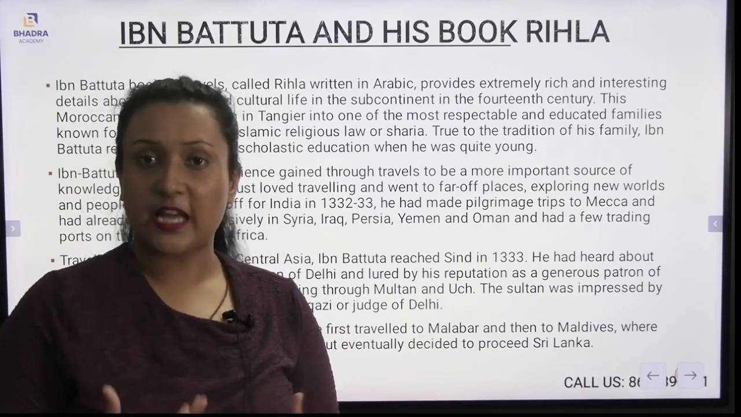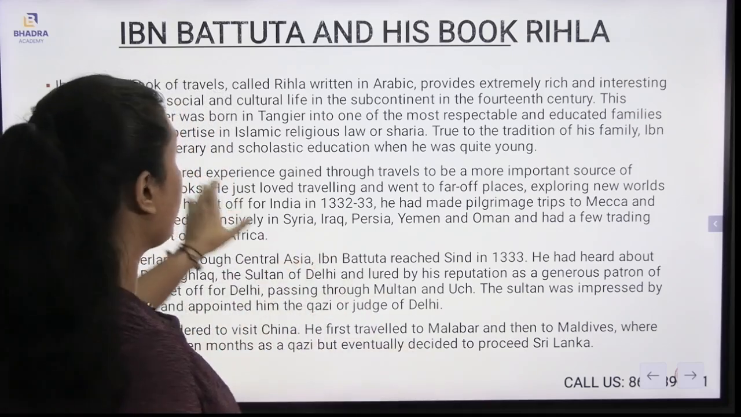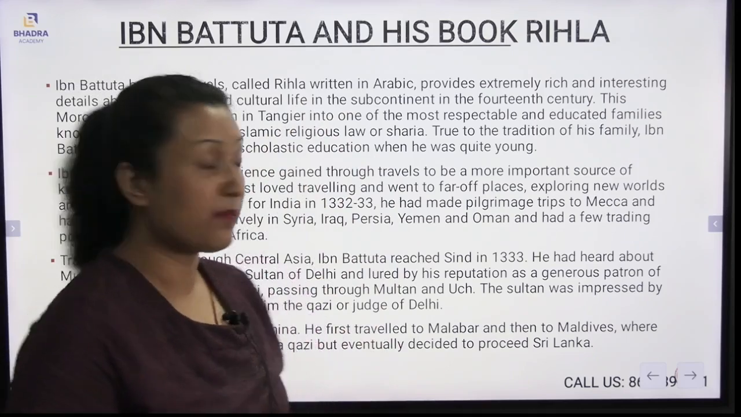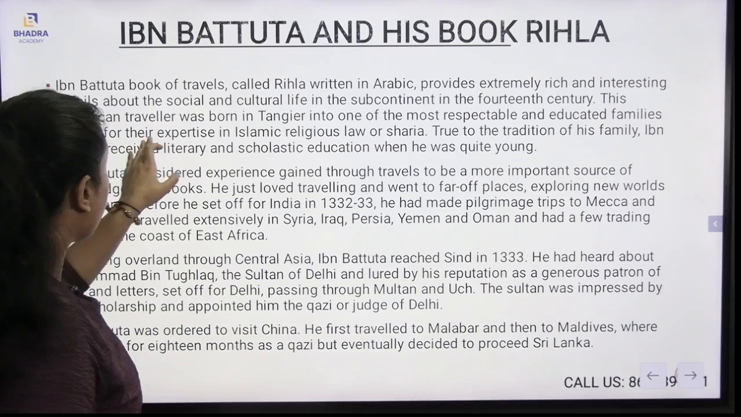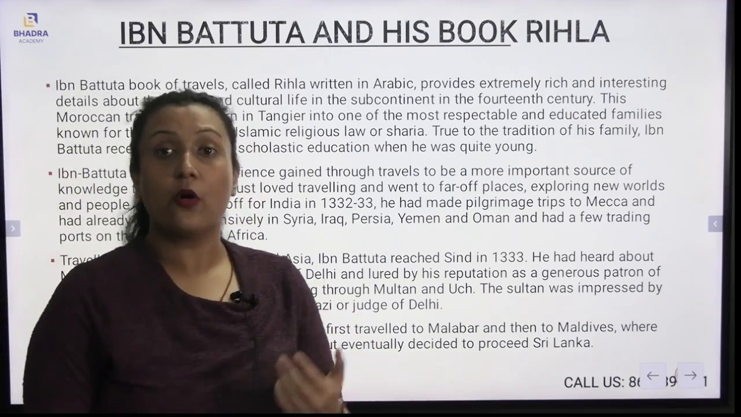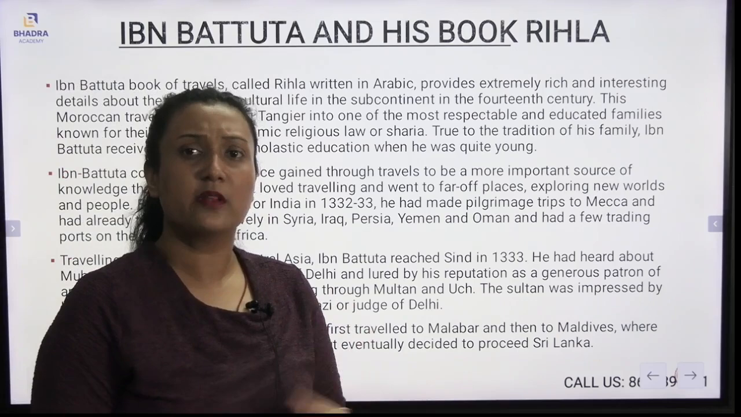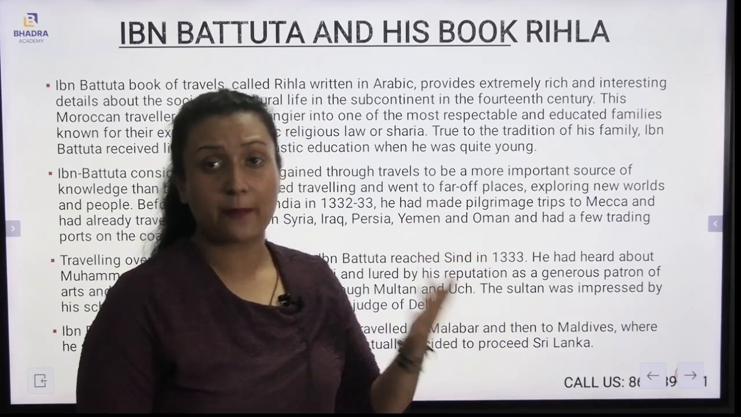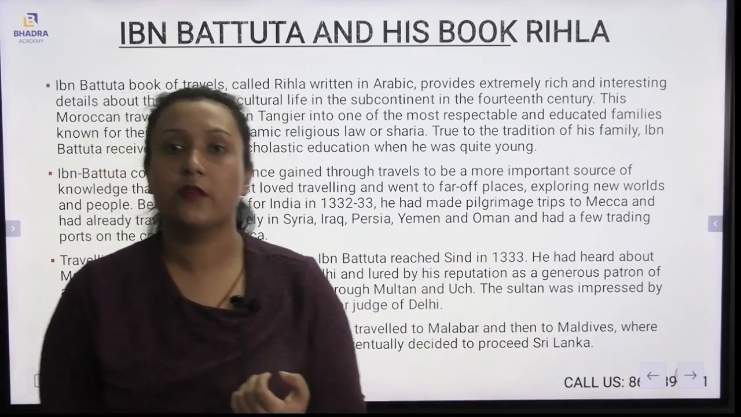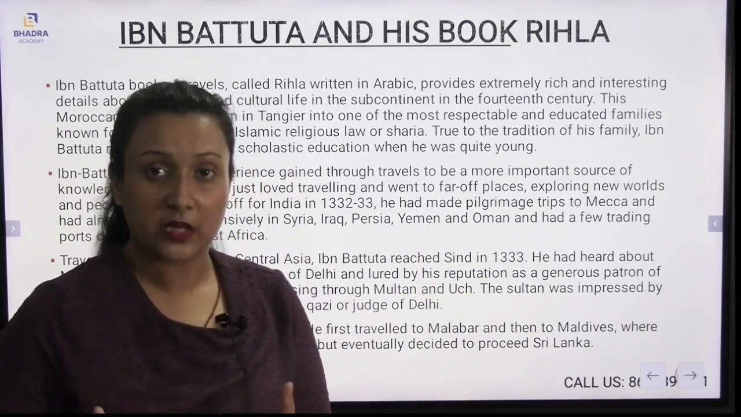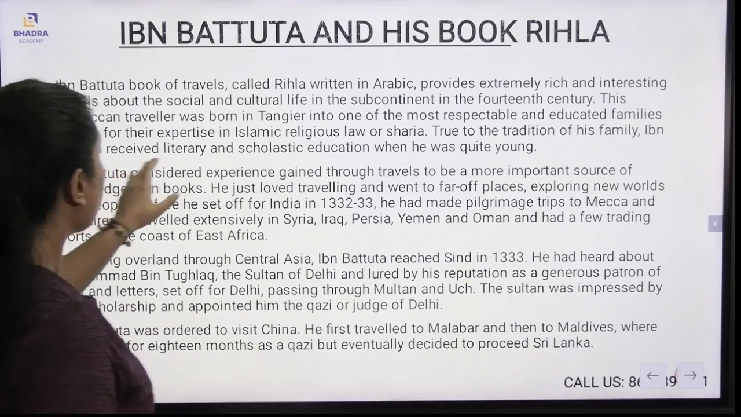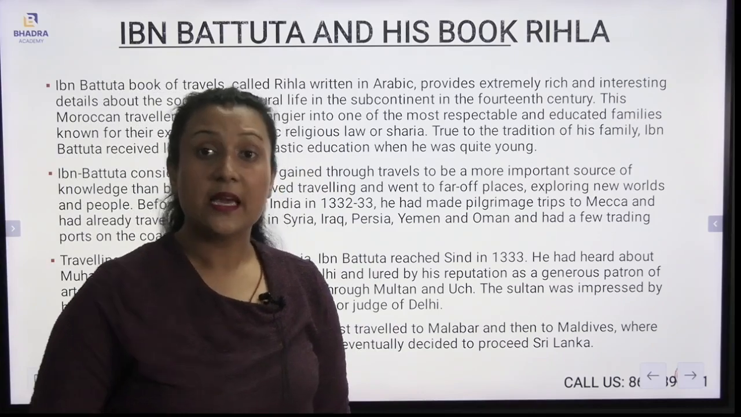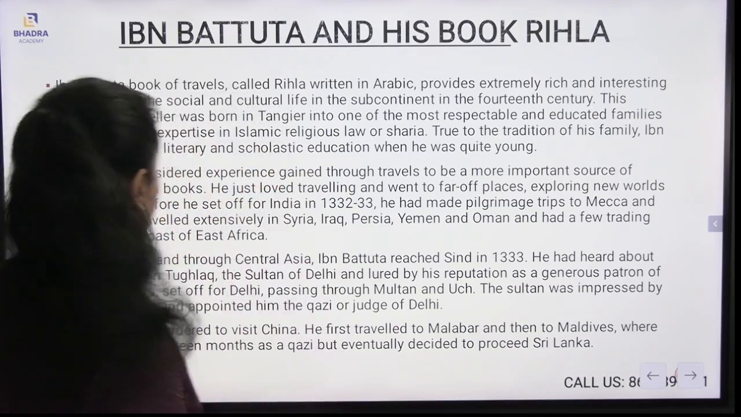He was born in a very educated and very good family in Tangier, and he was an expert in Islamic law, known as Sharia. He was true to the tradition of his family, which means he was born in a very conservative family. Ibn Battuta received literary and scholastic education when he was very young.